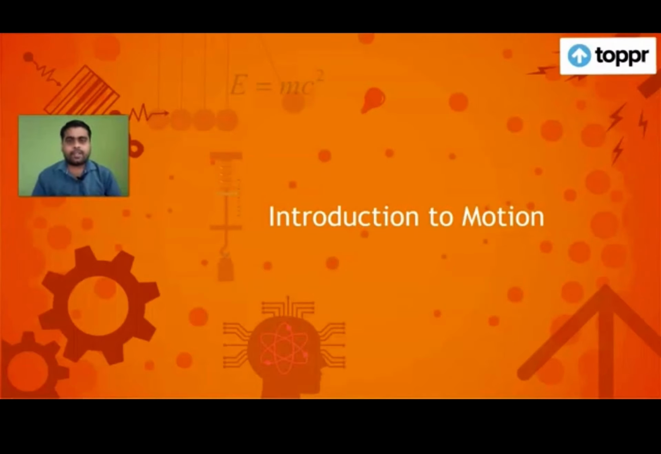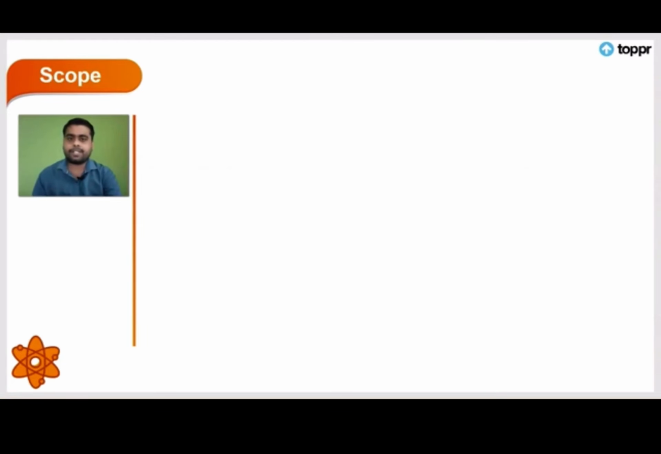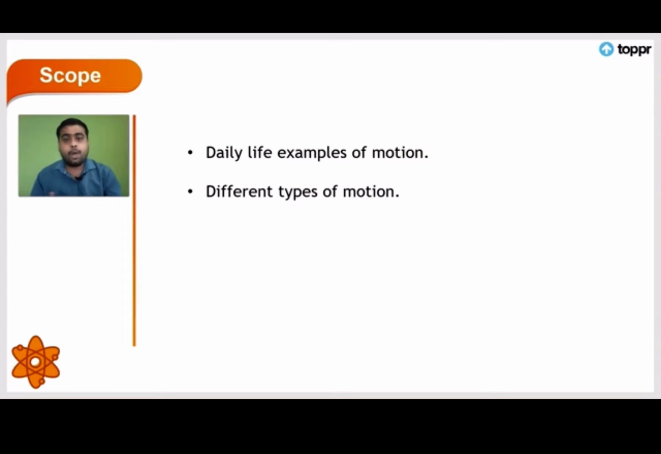Welcome back, students. So students, before starting the formal discussion, let us have a look at what all we'll cover in today's session. So today, first we will try to understand motion with the help of some examples. Then from these examples, we will learn the idea of types of motion. And finally, we will try to understand motion as perceived by observer. So without any further delay, let's start the session.